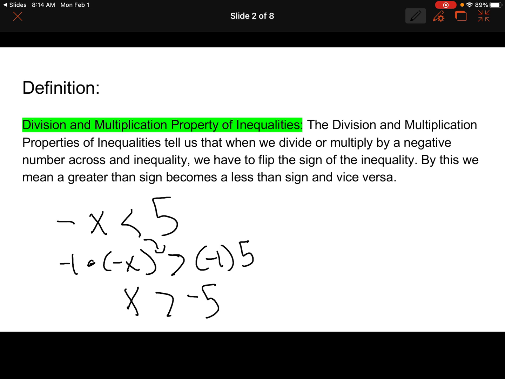the only thing we need to remember is that when we multiply or divide by a negative number, we're going to remember to flip our signs. And this is, of course, true also if this is a less than or equal to or a greater than or equal to sign. The main thing is when you divide or multiply by a negative, you flip your signs.